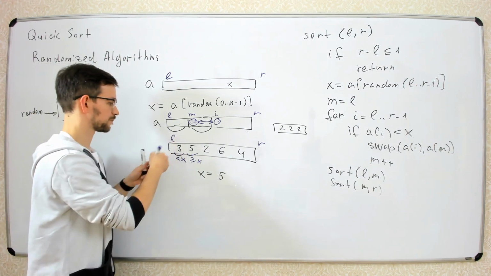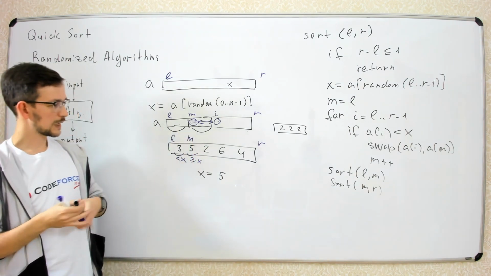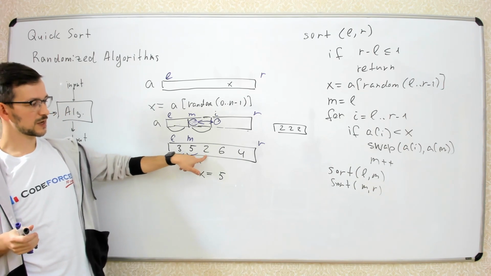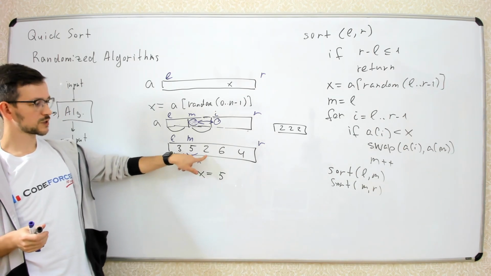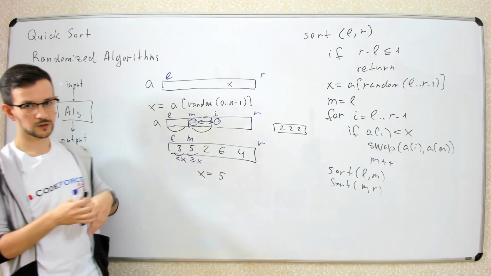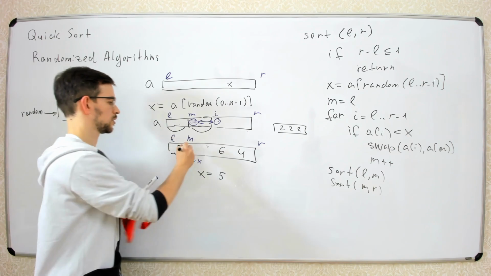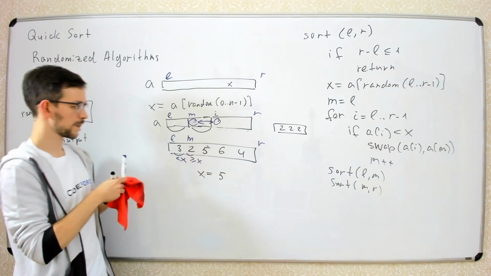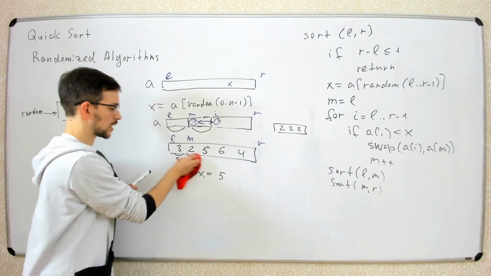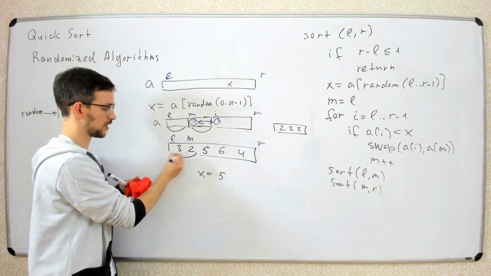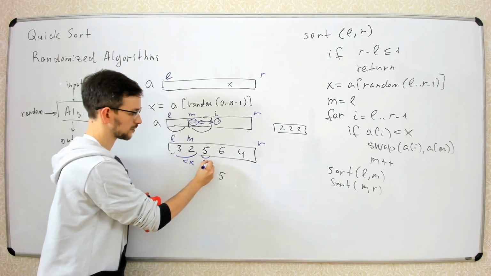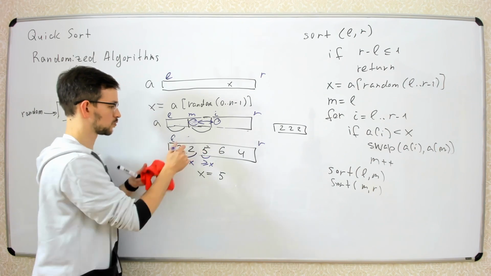And M is here. Now we take the next element. We see this element is less than x, so we swap it with the element at position M. So we swap these two elements. 2 is here, 5 is here. Now we have two elements that are less than x, and this element is greater or equal to x. And M is moved to the right.